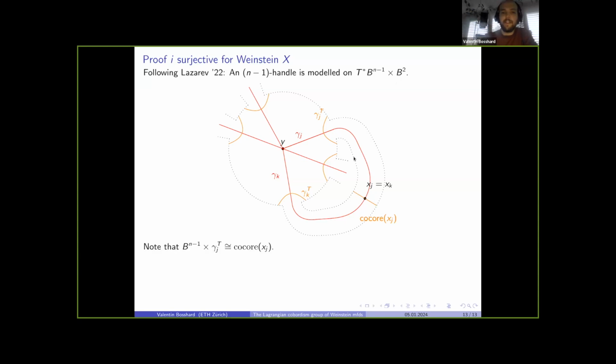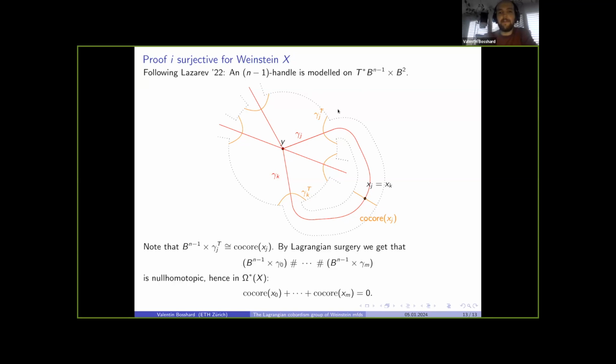So if you take the product of this gamma j with a Lagrangian submanifold, you need to have a Lagrangian submanifold. So you have an arc here plus B^{n-1}, the zero section. You get a Lagrangian submanifold that, if you transport this all the way over here, is actually equivalent to the co-core by a Lagrangian isotopy. So this one is a co-core or equivalent to a co-core. This one, this one, this one, and this one.